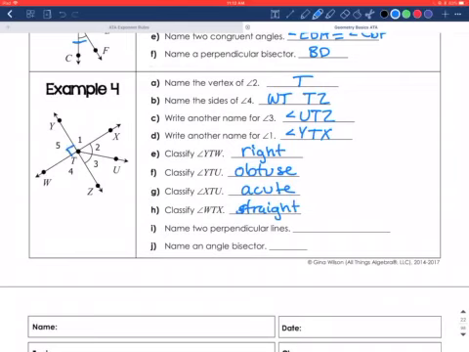Two perpendicular lines. We see this box right here. It touches the two perpendicular lines. So we're going to say WX is perpendicular to YZ. And an angle bisector, something that cuts an angle in half. We see these two arcs right here. So TU is an angle bisector, and it cuts XTZ in half. There's your notes for angles and bisectors.